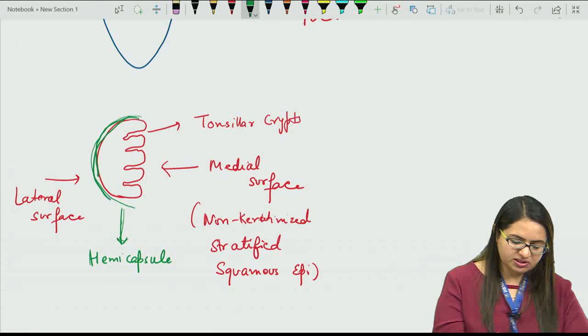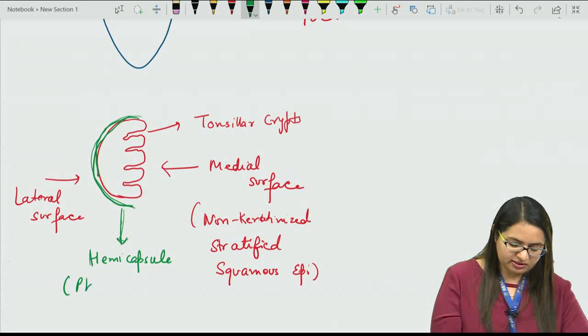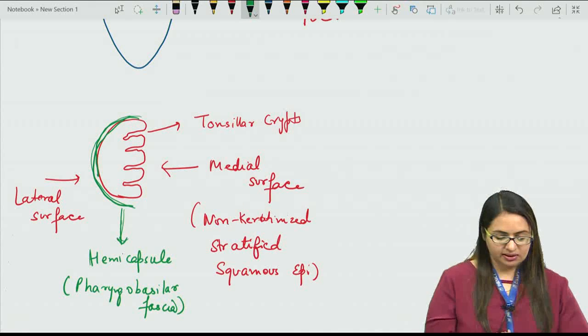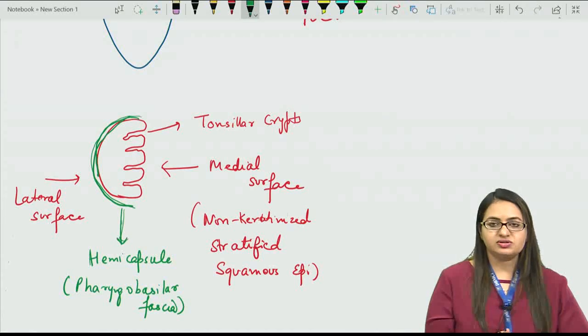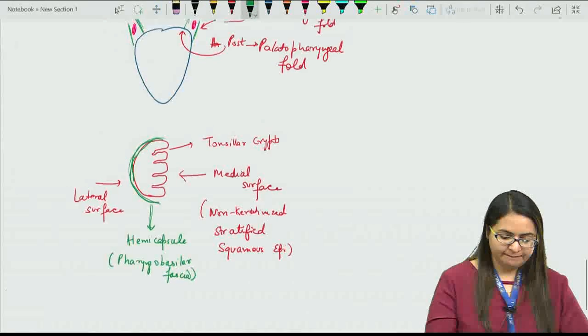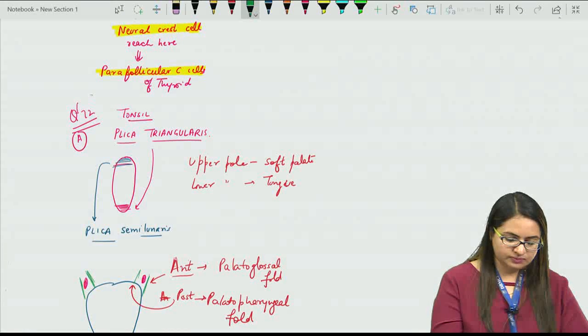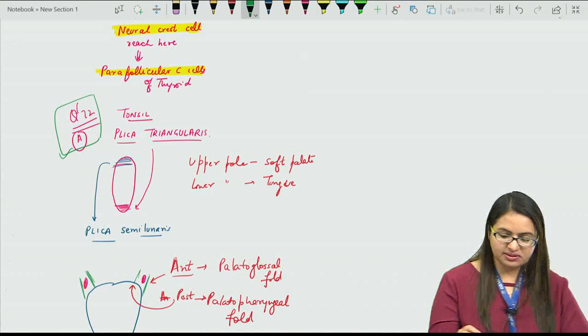And this hemicapsule is being derived from the pharyngobasilar fascia. Over here, this is the tonsillar bed towards the lateral aspect, and it is mainly formed by the superior constrictor muscle. So for question number 72, the answer is A.